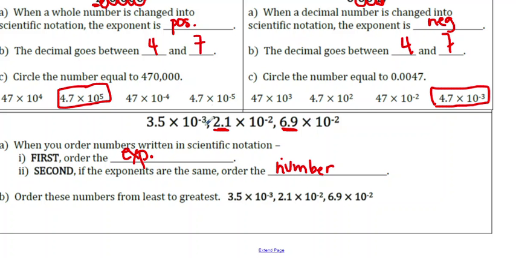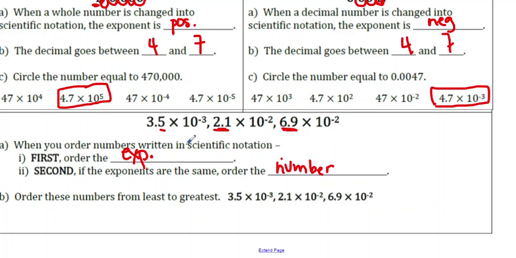And this one would be first because when I did my first step and looked just at my exponents, -3 is the smallest exponent, so that would be first. Since these exponents are the same, I would look at the numbers in the front, and 2.1 is smaller than 6.9, so that would be second and third.